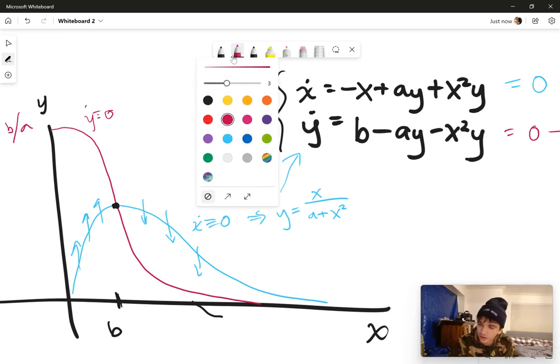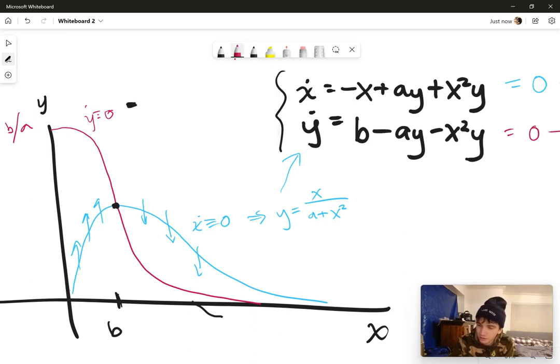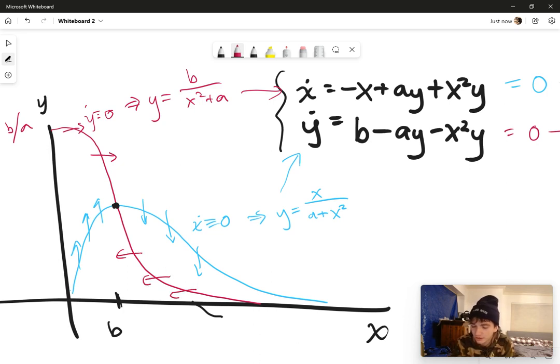All right, and I'm going to go ahead and do the same thing for y dot here. So, okay, sorry. For y dot equal to 0, we have y is equal to b over x squared plus a. And now if I plug this into the equation for x dot, I'm going to get b minus x again, right? So I'm actually going to get the same thing. And so here I'm going to have x dot is positive when x is less than b. So I'm going to have positive flow to the right. And then when x becomes greater than b, x dot becomes negative, right? B minus x becomes negative, and so we're going to have leftward negative flow in the x direction.